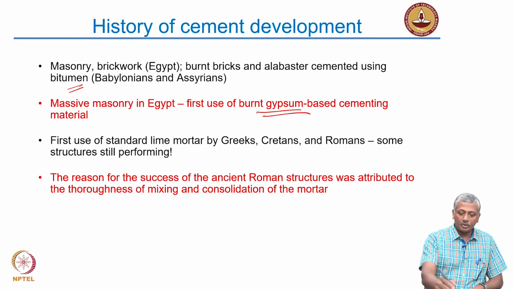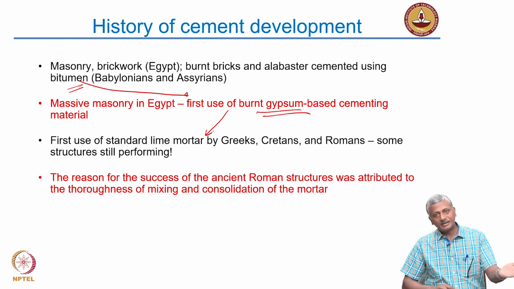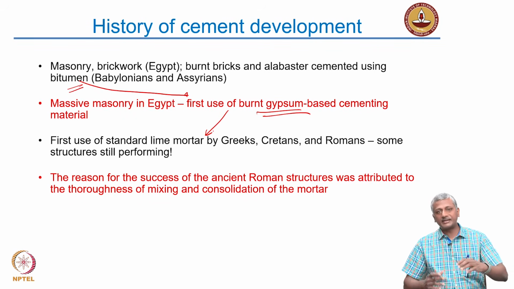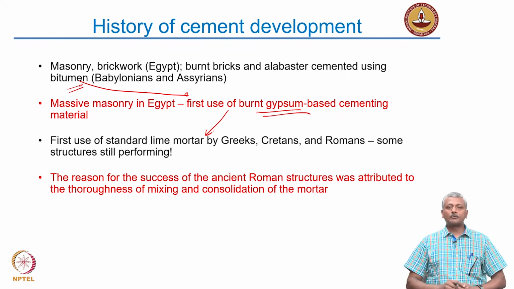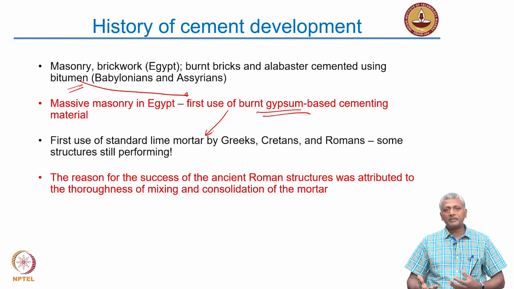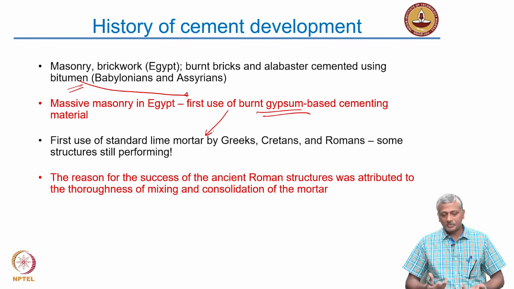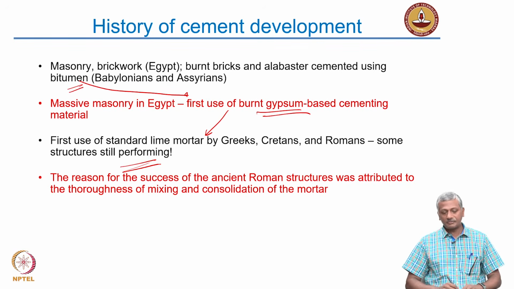So, from bitumen, people came to gypsum, and then in the Greek period, there was the first use of lime mortar. Lime mortar employs lime as a binding agent. Lime is basically calcium oxide. It reacts with water to form calcium hydroxide, and that causes the mortar to set. Okay? And then it hardens by transforming to calcium carbonate. A lot of these structures from the Greek and Roman periods were built with lime based materials, and some of these structures are still performing. You still have satisfactory performance of many of these structures.